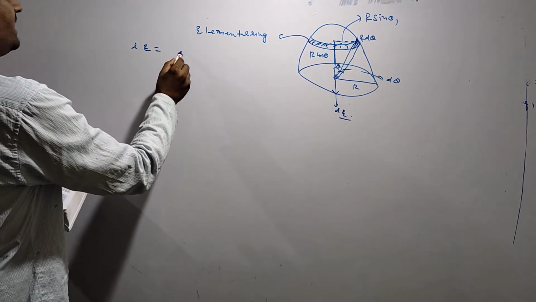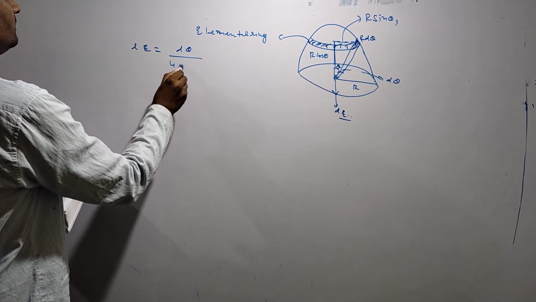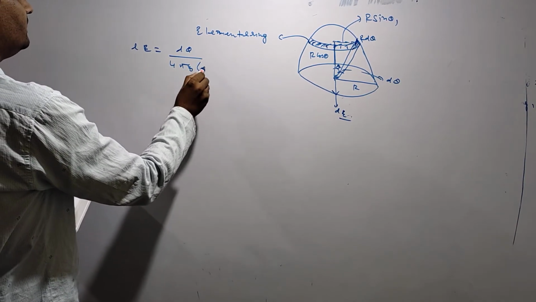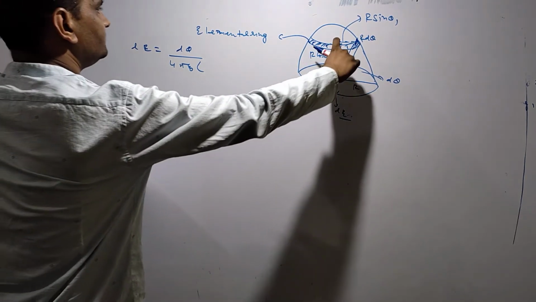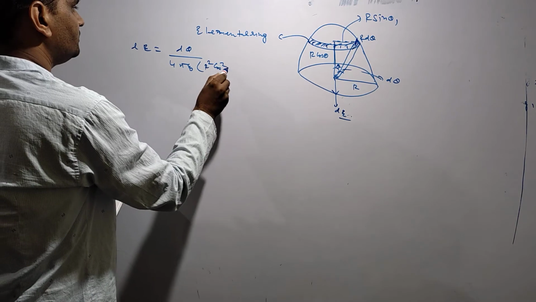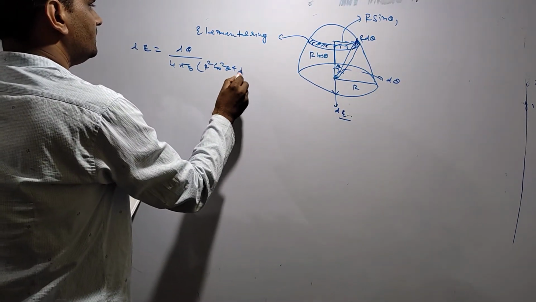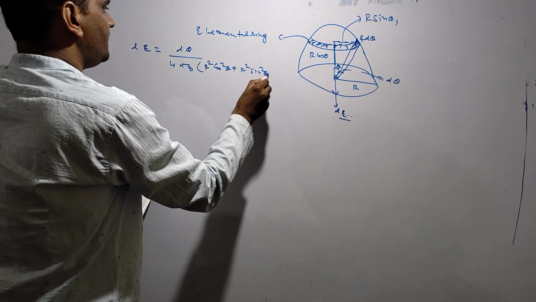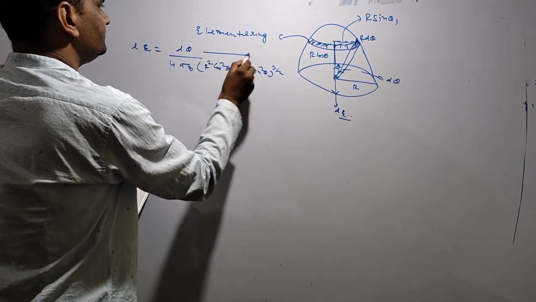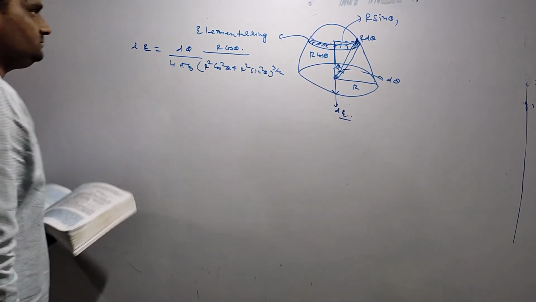Now, don't designate it with x, just write dE for the ring. Then we can write dq over 4 pi epsilon naught x square. This x square, this distance, is r square cos square theta plus the radius of the ring r square sin square theta, to the power 3/2, and this x distance is r cos theta.